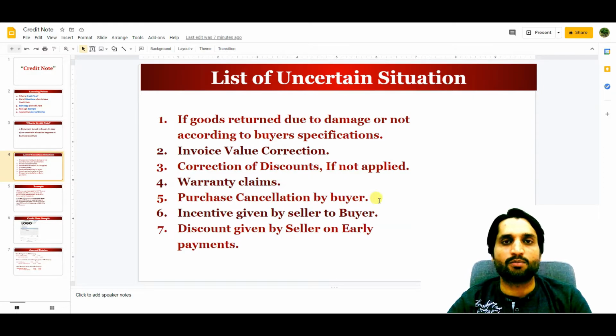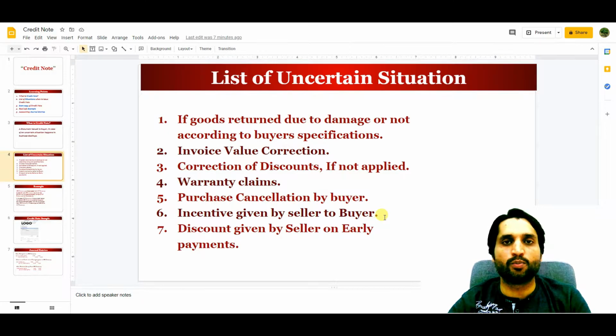Purchase cancellation by buyer. A purchase order issued by the buyer to the seller, and due to some reasons the purchase order is cancelled, the seller has to issue a credit note to the buyer against this cancellation of purchase.